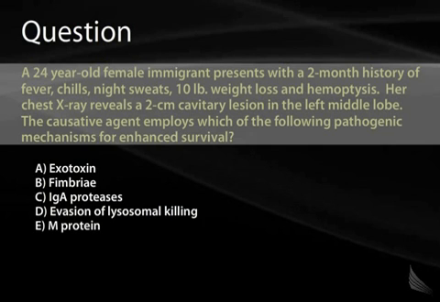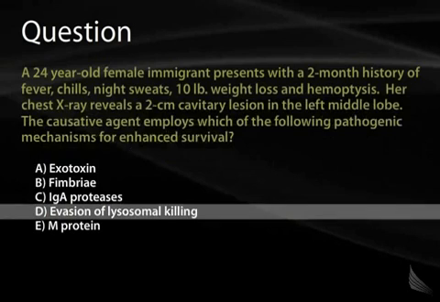From the clinical picture, we know that we're dealing with tuberculosis, or we should. We've got an immigrant, they've got fever, chills, night sweats, and weight loss, and we've got a cavitary lesion in the left middle lobe. So we know we have mycobacteria. And so we need to think of what mechanisms mycobacteria uses to evade the immune system. And we know that that's evasion of lysosomal killing. When we go through the other answers, none of those are found with mycobacteria.